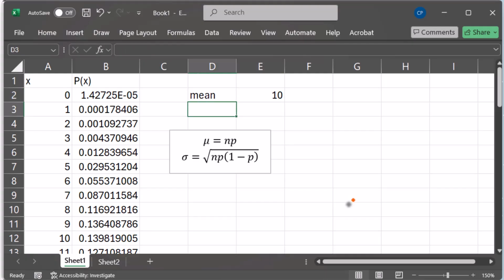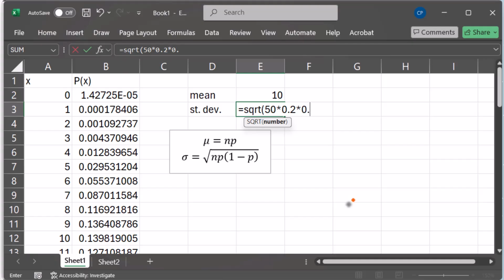And then the standard deviation would be the square root. So in Excel, this is equals SQRT. You could also do this on a calculator, of n, 50, times p, 0.2, times 1 minus p. That's the probability of a failure. I could just put 0.8 here, or if I want to calculate this in Excel, I'll do some parentheses and then 1 minus 0.2. Close my parentheses for the 1 minus 0.2, and then close my parentheses again for the square root. This gives me 2.828.